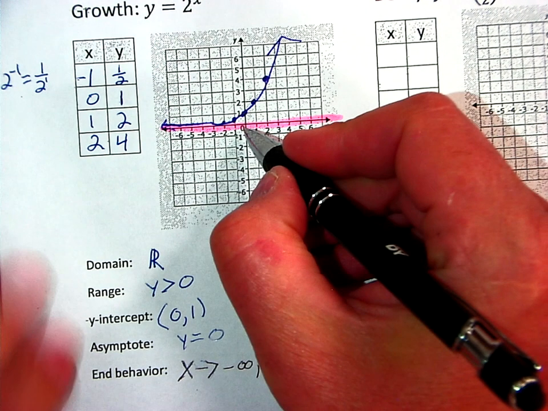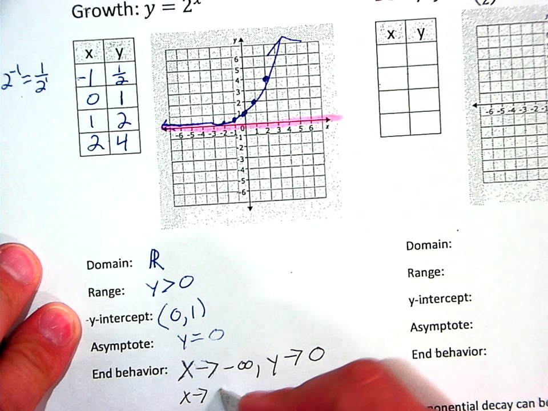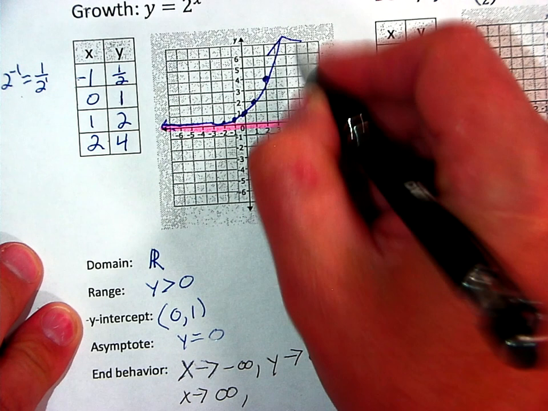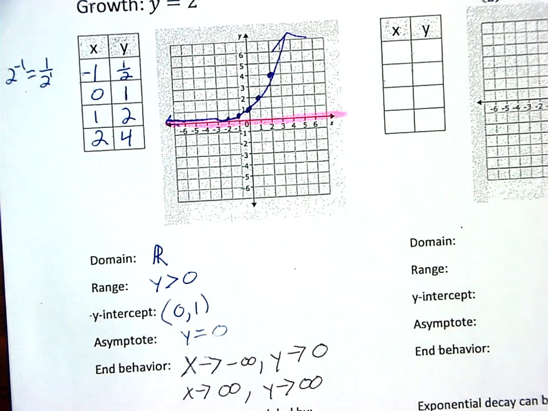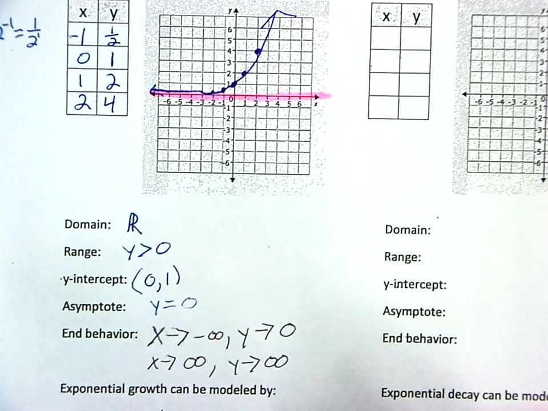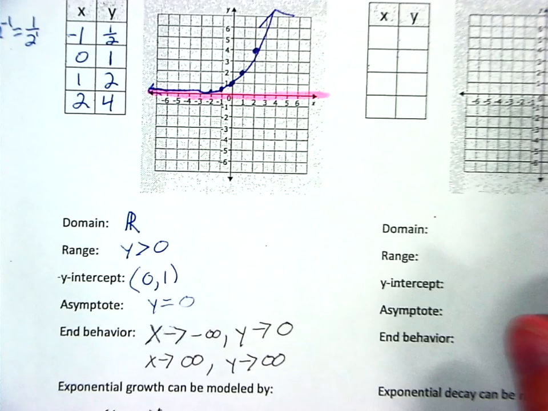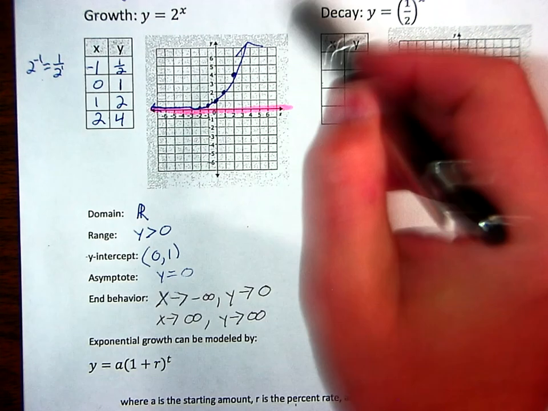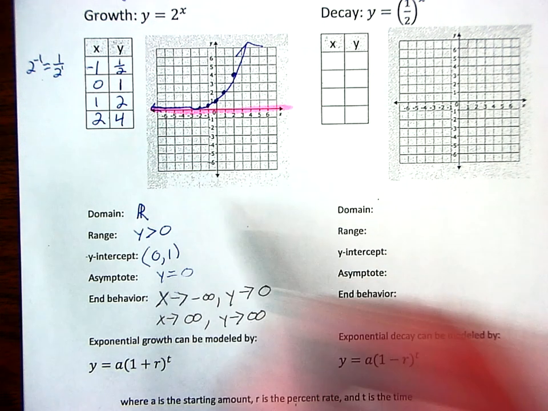So now, instead of going to the left, it wants us to know what happens when we go to the right. So as x approaches positive infinity, as it goes to the right, it goes up towards what? Positive infinity. Good job. Is it crossing the asymptote? Because it only comes down and approaches the pink line. It never crosses. So it's not allowed to get into negative numbers.